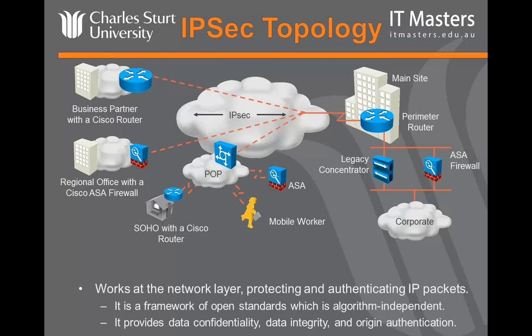So IPSec is a framework of open standards, and they're algorithm independent. Okay, it provides data confidentiality, so secrecy. In other words, you've got your encryption; data integrity, which is provided through your hashing, so that means basically that your data isn't changed during transit; and origin authentication, which basically means I know who sent it to me and they know who I am. Okay, so both ends are aware of each other and you can prove who each other is.